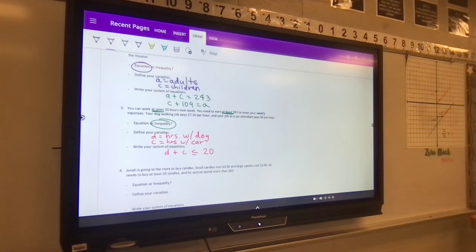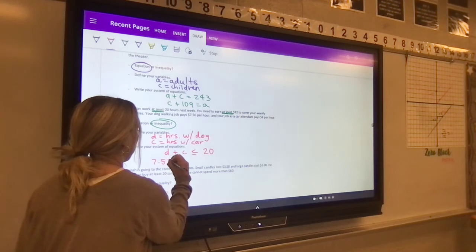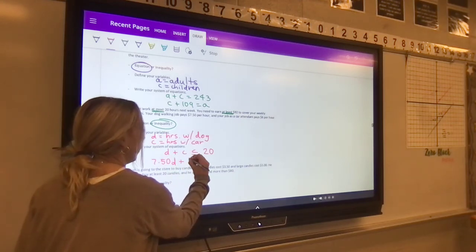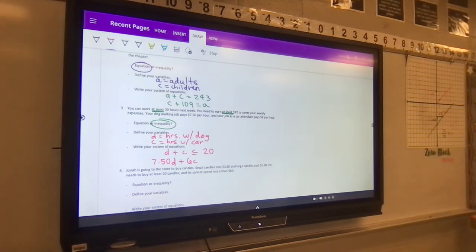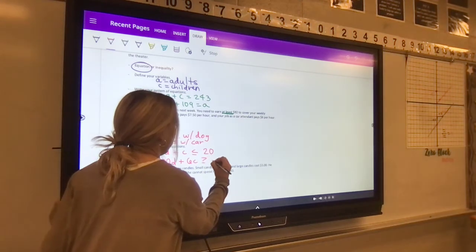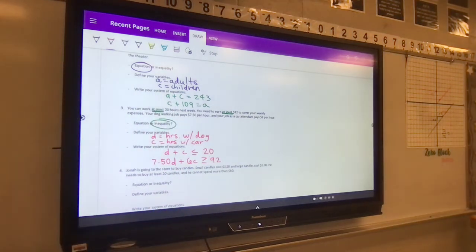Okay. Then for our next situation, it says that you need to earn at least $92 to cover your weekly expenses, and that it's $7.50 per hour with the dog, $6 per hour with the car. So then that would be $7.50D plus 6C, and it needs to be at least, so what sign goes with at least? Greater than or equal to 92. So then I have my two inequalities representing this word problem here. And again, we're not solving, we're just practicing setting up.